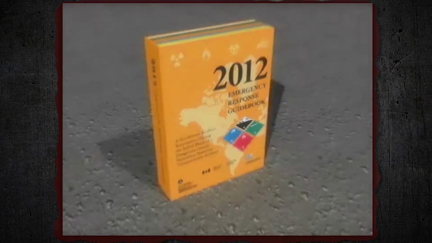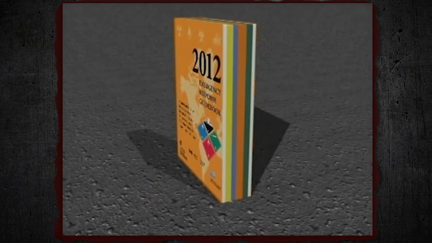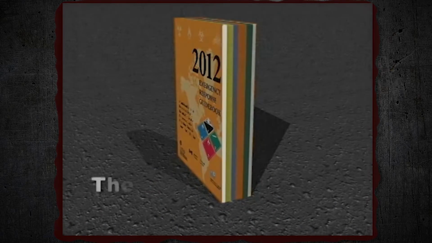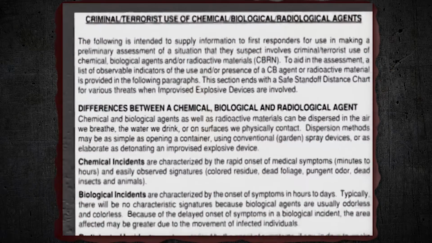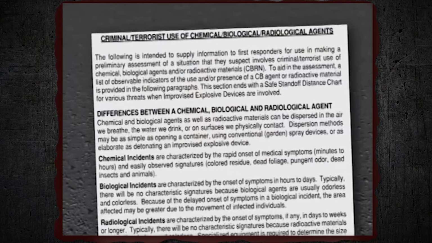Understanding the content and organizational layout of the ERG is where we will begin. All the information you need on how and when to use the ERG can be found in the opening white pages. Various sections in the ERG's white pages have been expanded or revised in the newest 2012 edition to include the Criminal Terrorist Use of Chemical, Biological, Radiological Agents section.